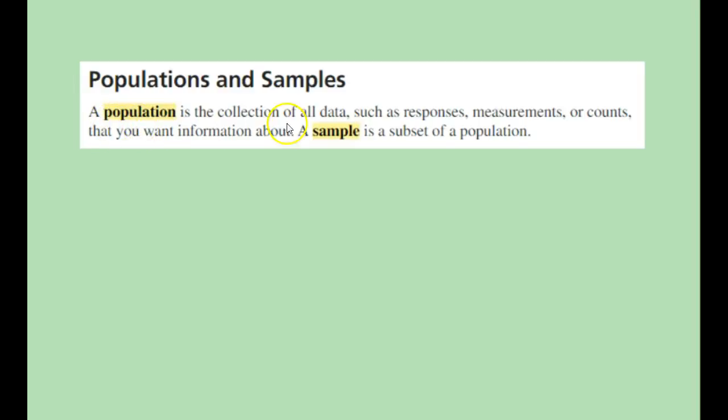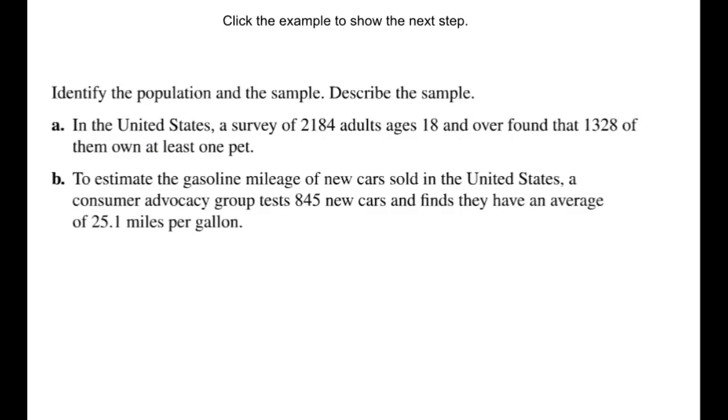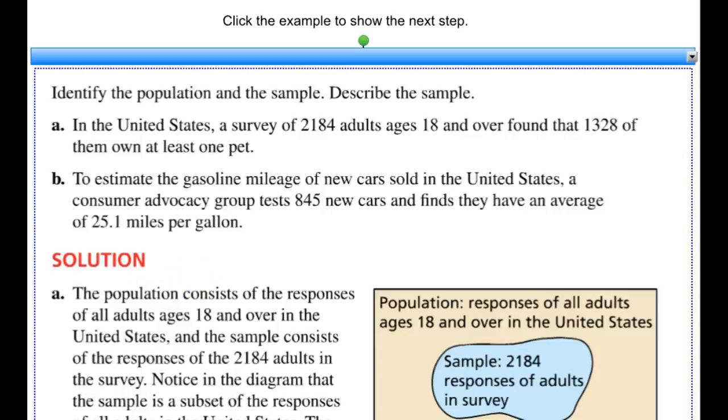So a population is the collection of all data, such as responses, measurements, or counts that you want information about. A sample is a subset, or a smaller group, of that population. So let's look at this example. Identify the population and the sample, and then describe the sample. In the United States, a survey of 2,184 adults ages 18 and over found that 1,328 of them own at least one pet.